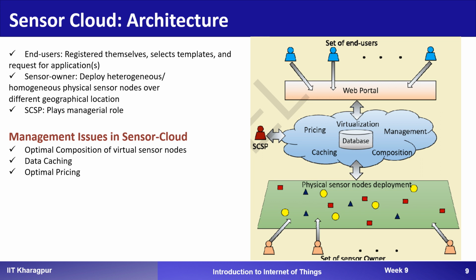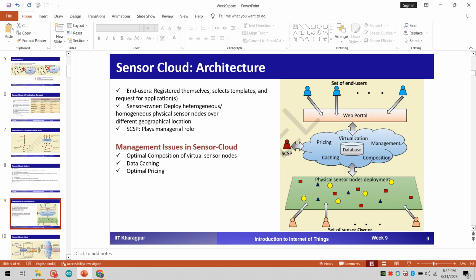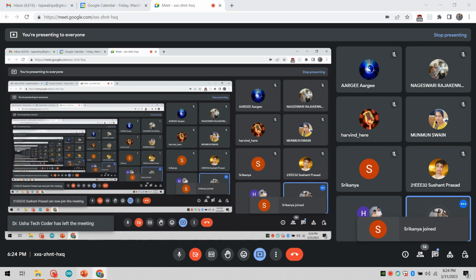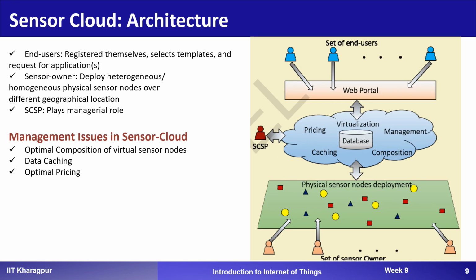Now the management issues in the sensor cloud. There are various management issues in the sensor cloud. First one is the optimal composition of your virtual sensor node. Your virtual sensor node doesn't mean a single sensor, it can be a group of different sensors, right? So what should be the optimal composition? What are the different types of sensors that we should include in your virtual sensor? How many of each type of sensor should we use in your virtual sensor? So this is the first issue that needs to be considered: optimal composition of virtual sensor nodes.